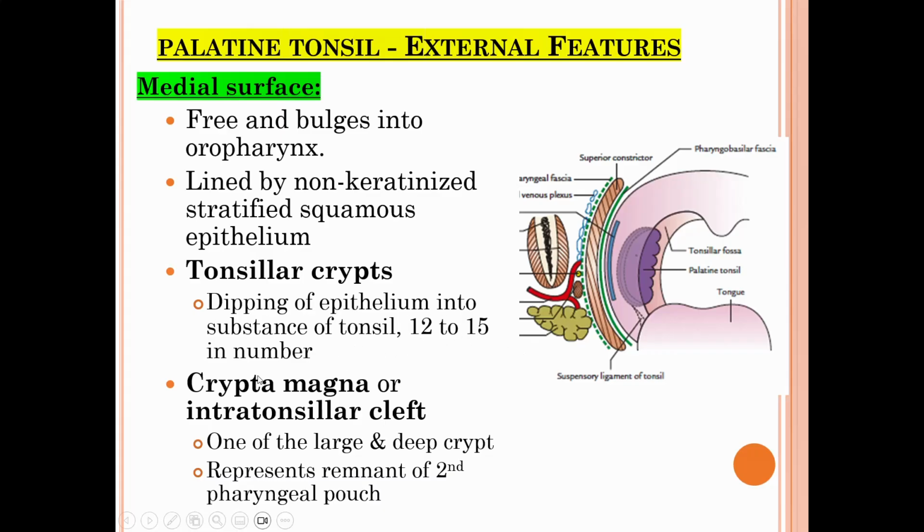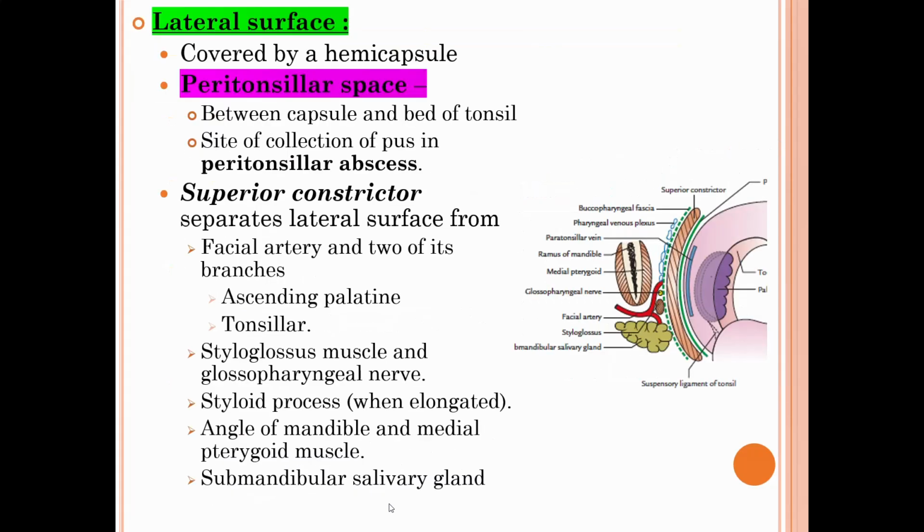There are 12 to 15 in number, and among them, one of them is very large and deep. It is known as crypta magna or intratonsillar cleft. It represents the remnant of the second pharyngeal pouch. I have told you in embryology how the development of tonsil is there. Okay. Now the lateral surface, what you are seeing here, this is the medial surface.